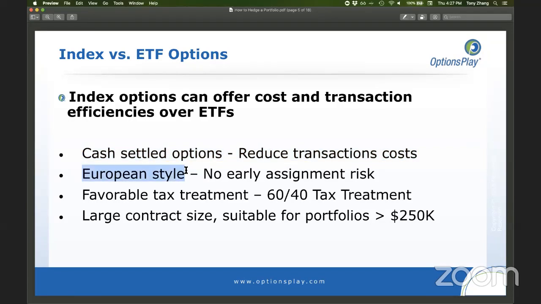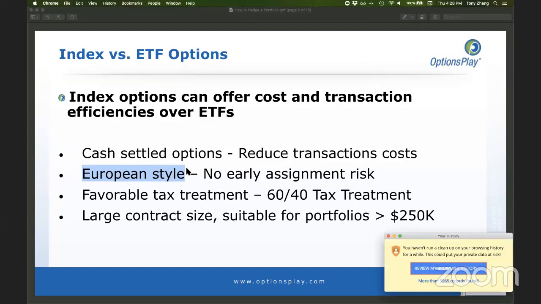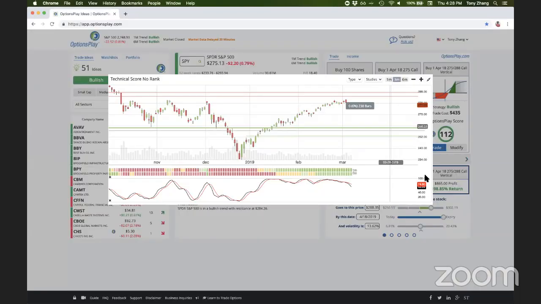Index options also are European style, which means there's no early assignment risk. This isn't really a problem for buyers because you don't have assignment risk as a buyer, but it's something to consider that there's no ability to exercise early, even if you wanted to.